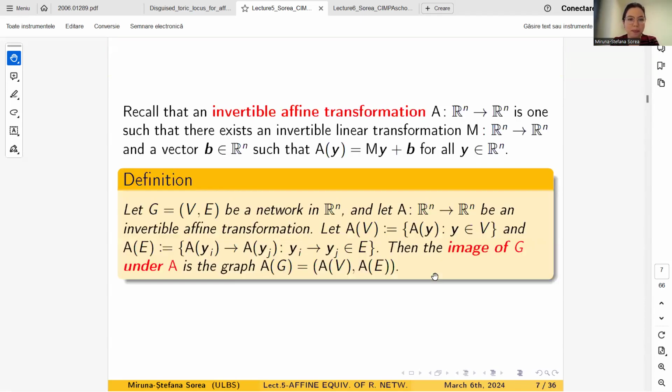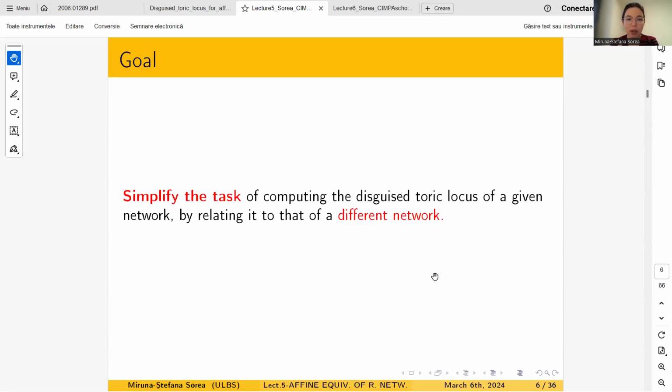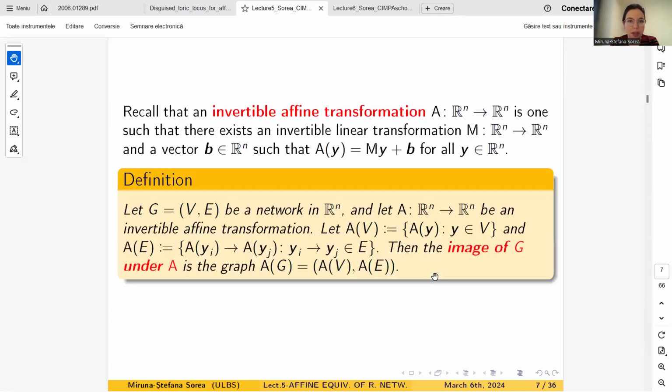In a different way. So essentially, we will use affine equivalence of reaction networks and see what that gives. I think it's a good recap here to recall what an invertible affine transformation is, mostly for fixing notation during the talk. So this is how we will define, during the talk, invertible affine transformations from R^n to R^n.